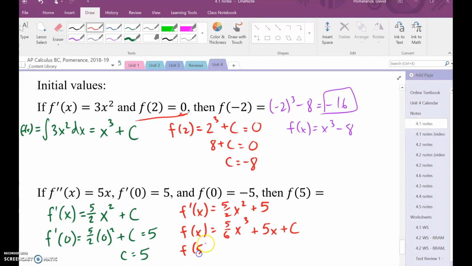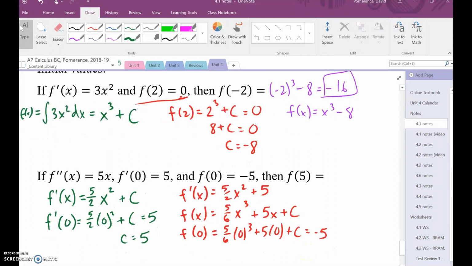So we'll use our initial value of, nope, not f of 5, f of 0. That's a nice one, because we do 5/6 times 0 cubed plus 5 times 0 plus c, but we're told that that equals negative 5. So this c value is actually equal to negative 5. So we're almost done with this one. We know that f of x, in this case, equals 5/6 x cubed plus 5x plus c, where that c is negative 5.